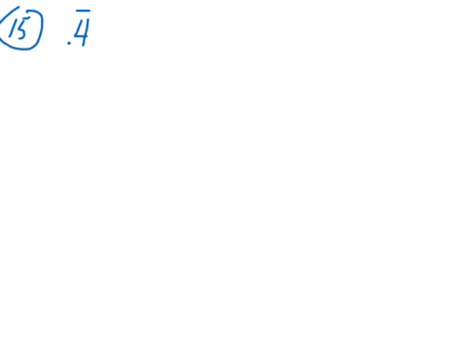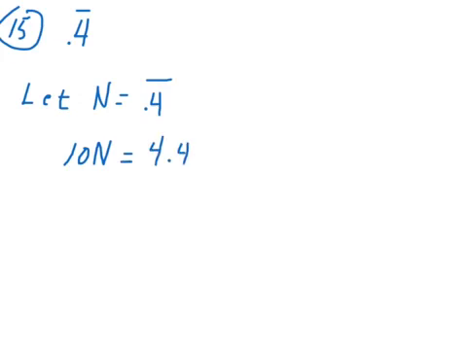Okay, 15 is a little different. You can look at example 3 to see what they're kind of doing. This only has one decimal place here, okay? So here's what I can do. I can let n be this 0.4 repeating. Now, if I want to try to solve this, this has got one digit that repeats. So what I'm going to do is multiply. I'm going to say, well, what's 10n? Well, that would be 4.4 repeating.